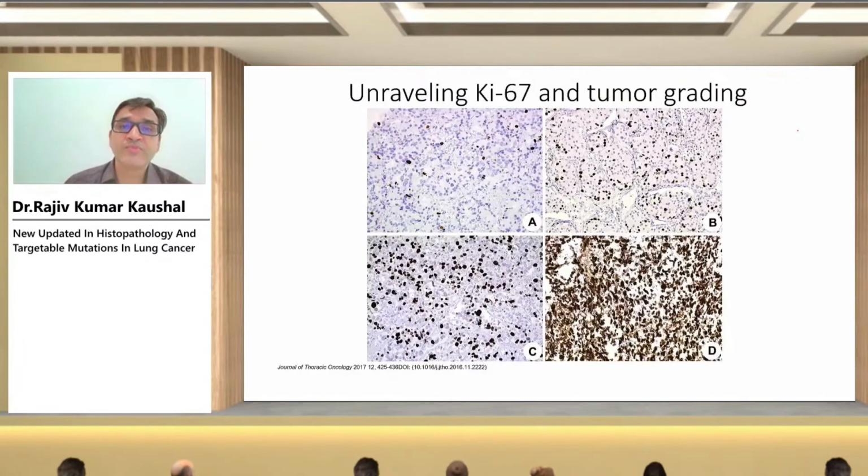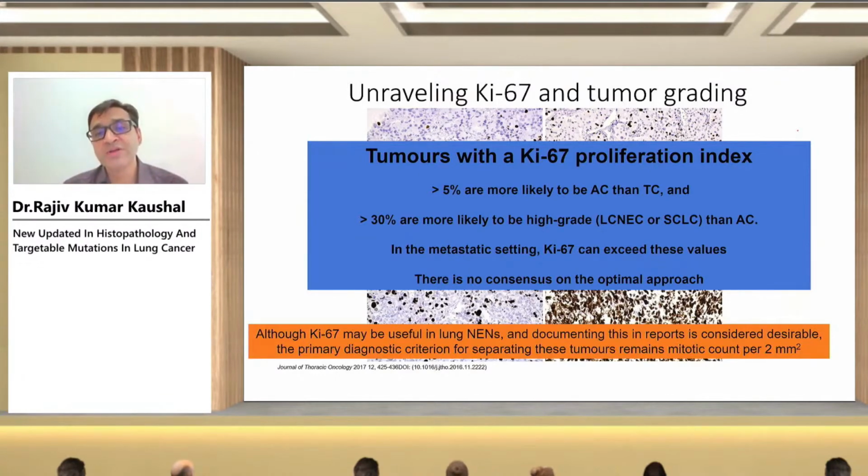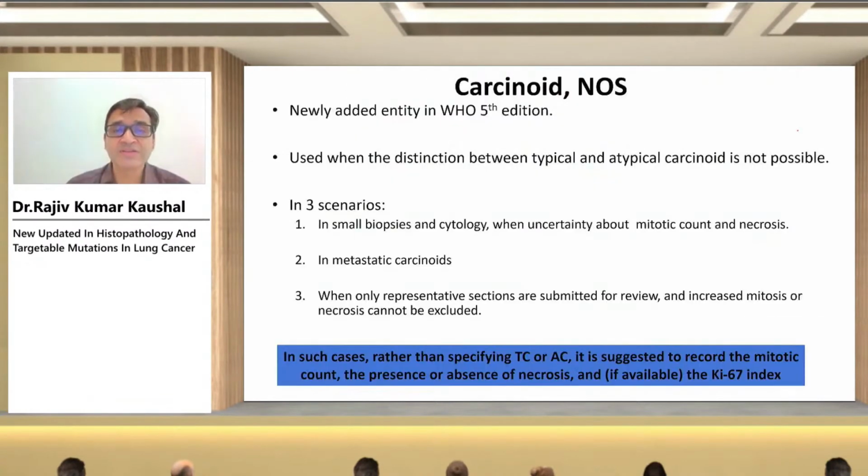Role of MIB1 for categorization of neuroendocrine tumor: it can be done, but it is not mandatory because it is not the diagnostic criteria. But usually the carcinoid tumors show a low expression of Ki67 as compared to the large cell neuroendocrine carcinoma and small cell carcinoma. They show a high MIB1 proliferation index, but it is not a mandatory criterion for categorizing.